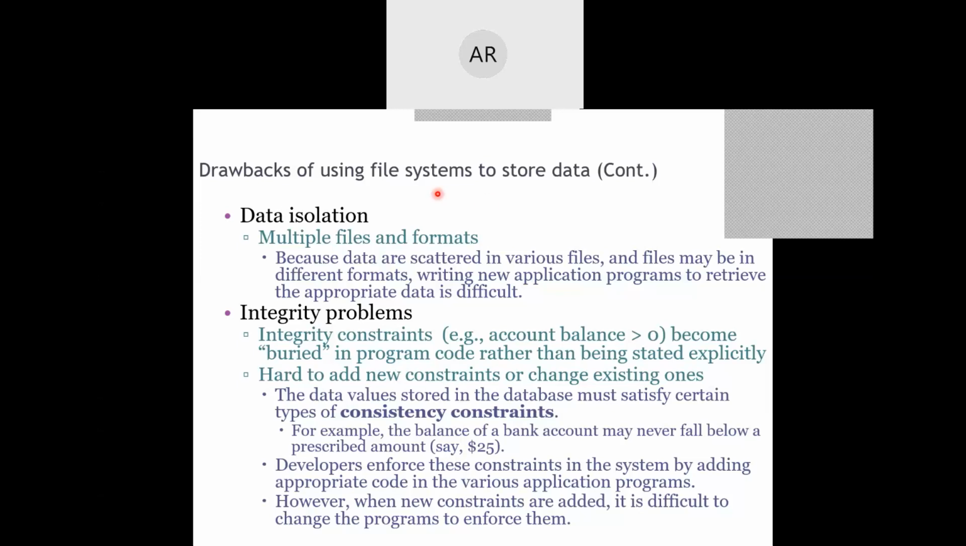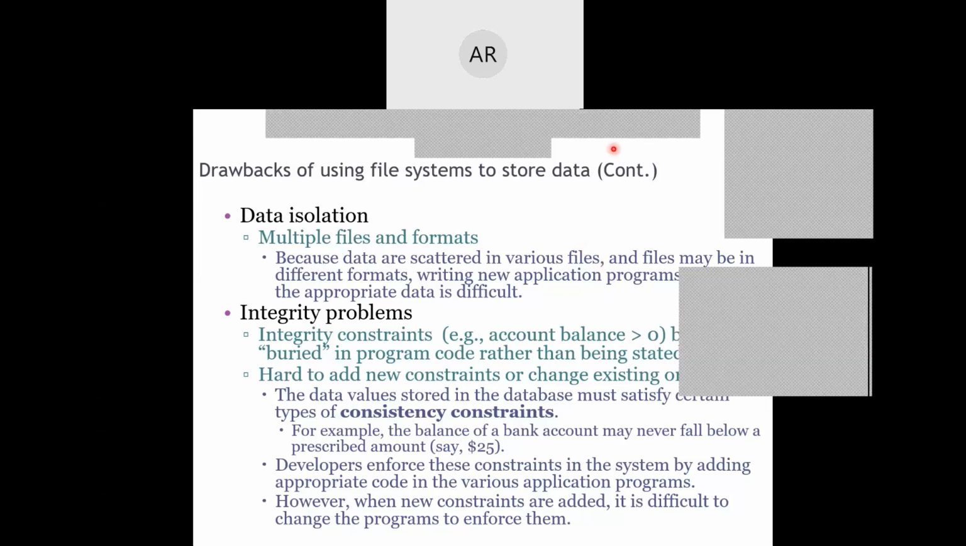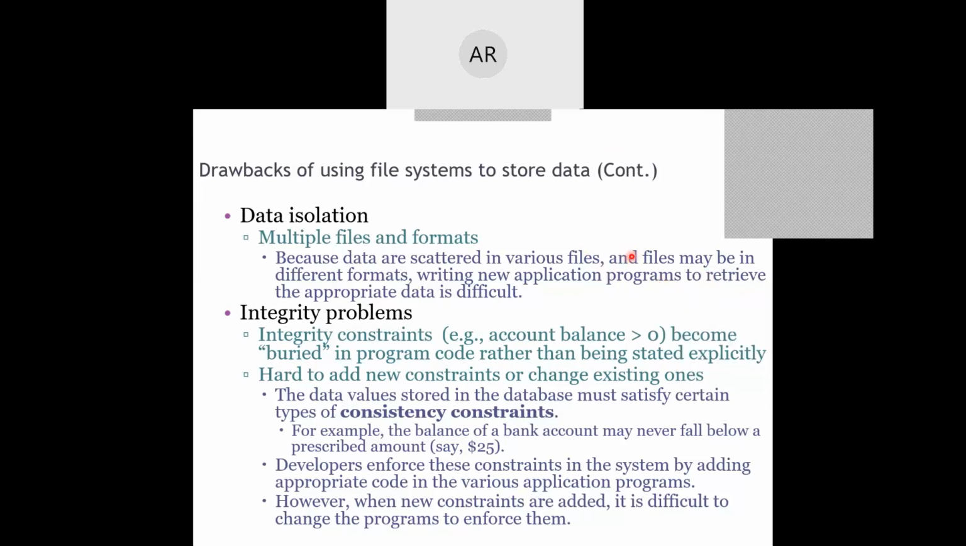But in file systems, the data is scattered and it may be in multiple formats. If I'm using MS Word, let us say, the other person may be using another application like Libre or OpenOffice. Now we require those two different applications at different locations to make use of a single file.